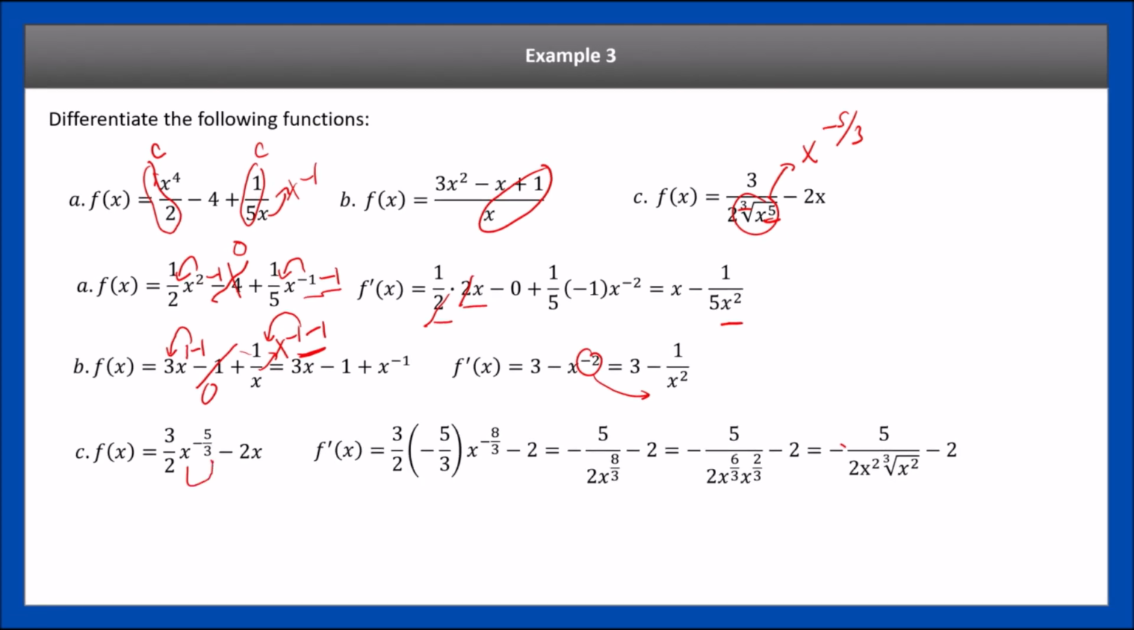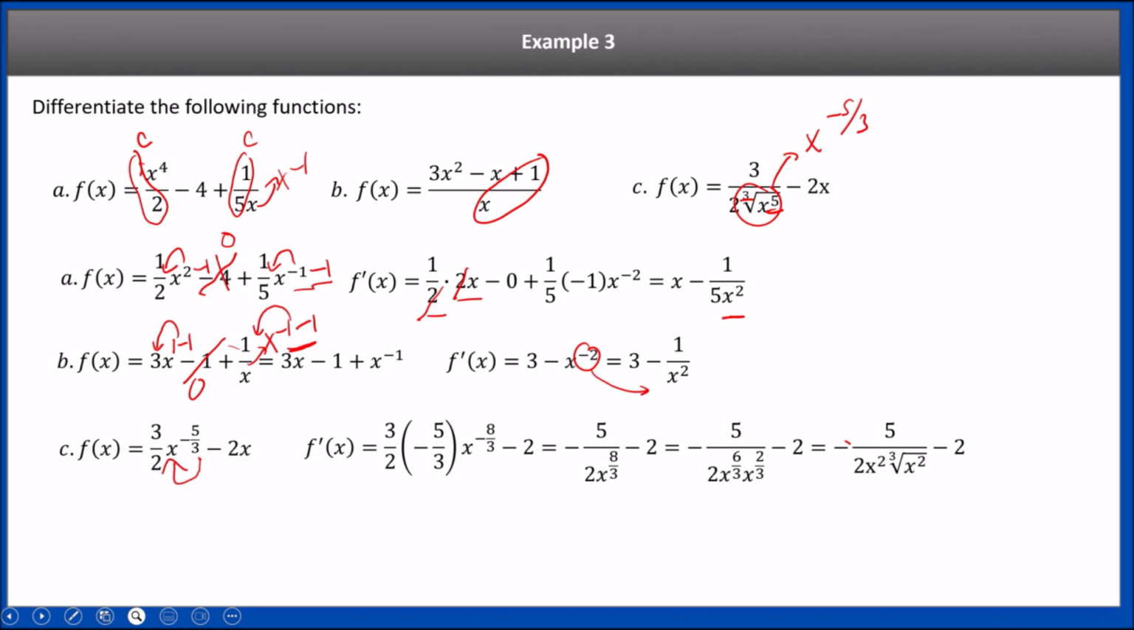So we bring this -5/3 power into the front and then subtract 1 from it. And if I do that, I get -8/3. That's what I get when I subtract 1, because subtracting 1 from this is the same thing as subtracting 3/3.